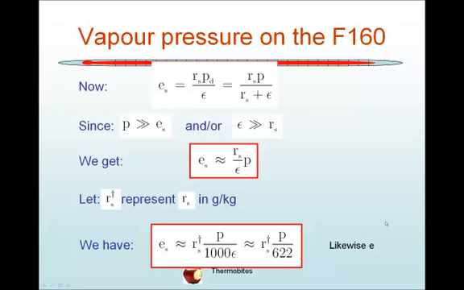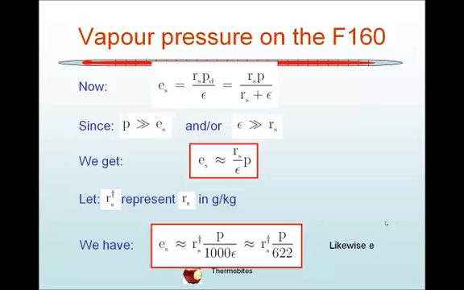Vapor pressure on the F160. We've previously seen that you can write the saturation vapor pressure as the equations that are shown: Rs by PD, that is the saturation mixing ratio by the pressure of the dry air, divided through by this factor epsilon, which is the ratio of specific gas constants or molecular weights, also written as the expression Rs P all over Rs plus epsilon.